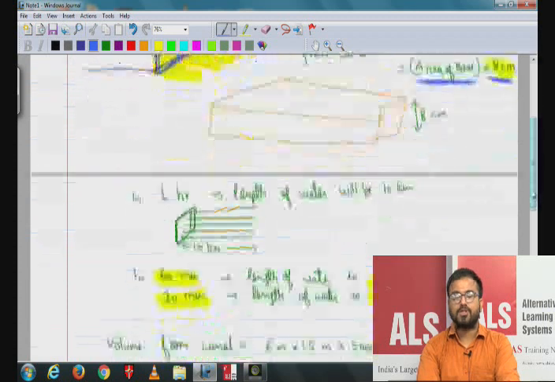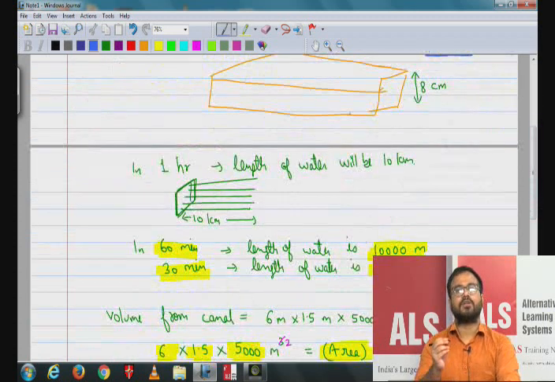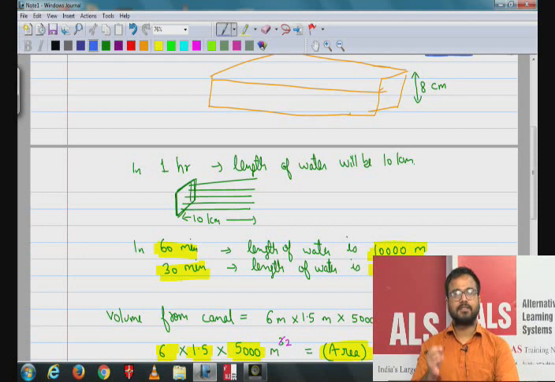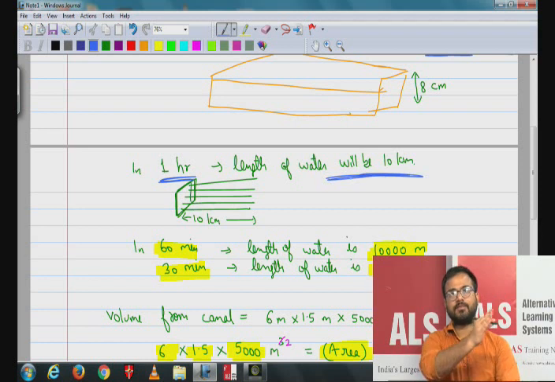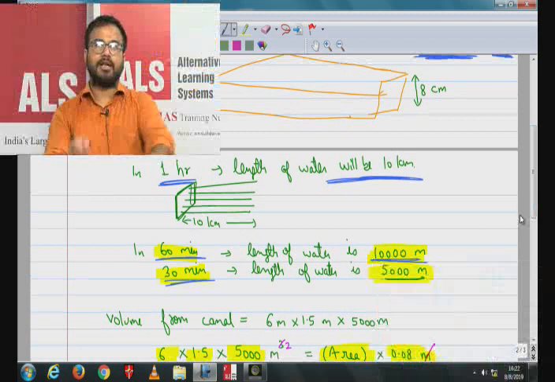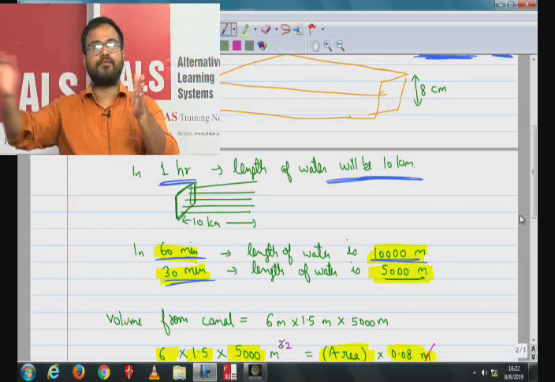So what do we mean by the speed? It says the speed of water coming from the canal is 10 km per hour. It means in 1 hour, the length of the water will be 10 km. It means in 1 hour, 10 km length will come. So basically in 60 minutes, length will be 10,000 meter since 1 kilometer has 1000 meter. So in 30 minutes, it will be 5,000 meter. 30 minutes means half. In half, it will be 5,000. So in 30 minutes, the length of the water will be 5,000 meter.